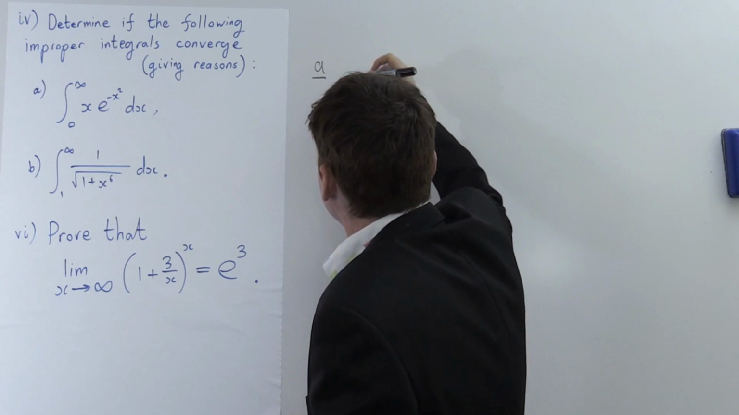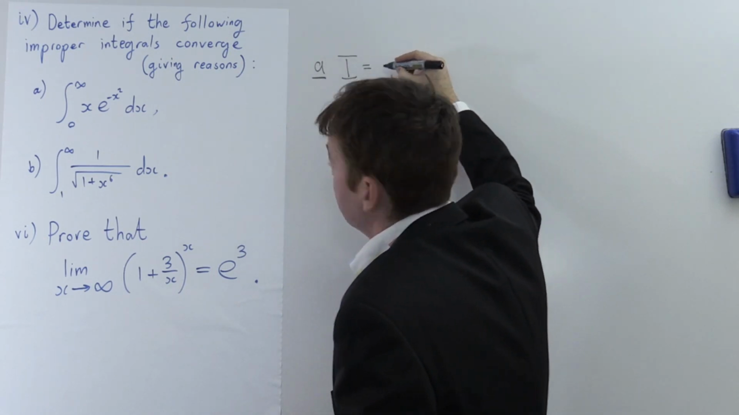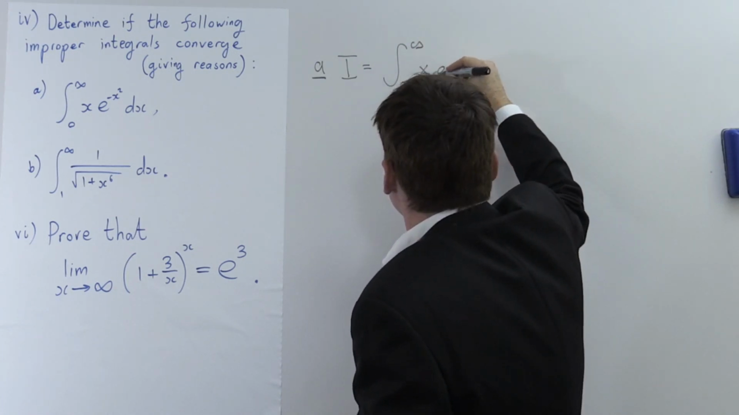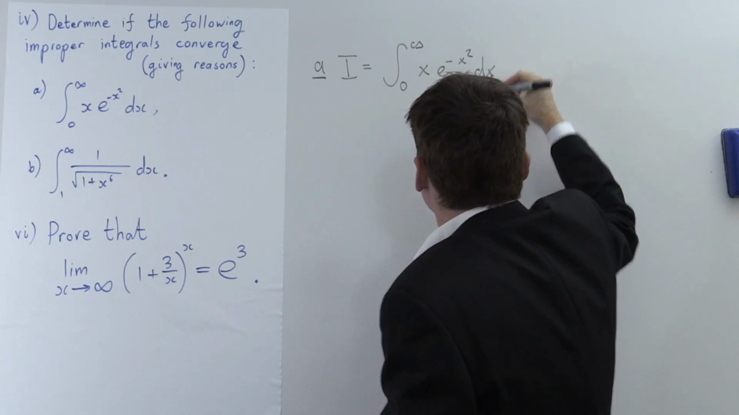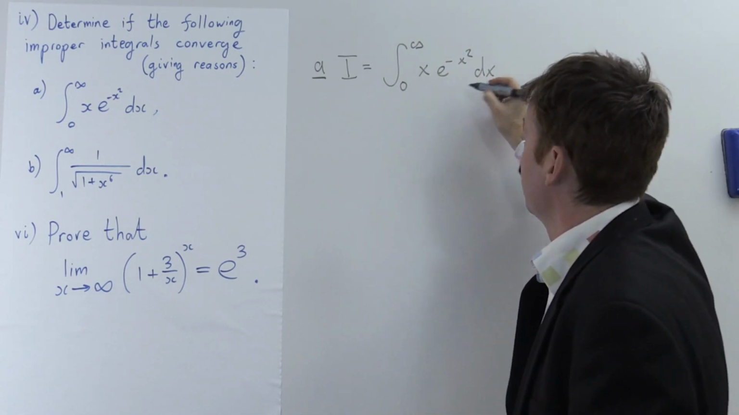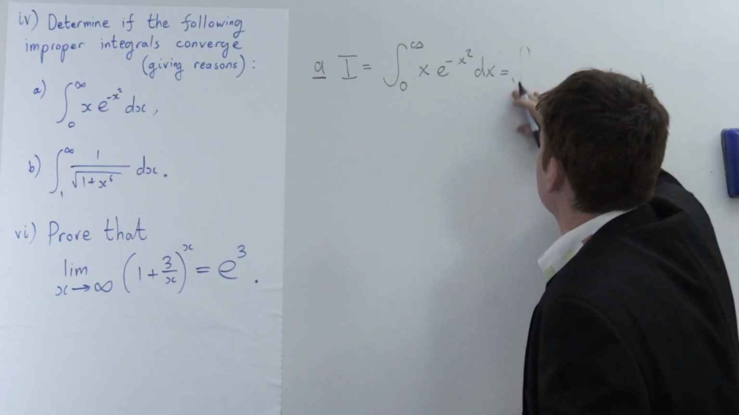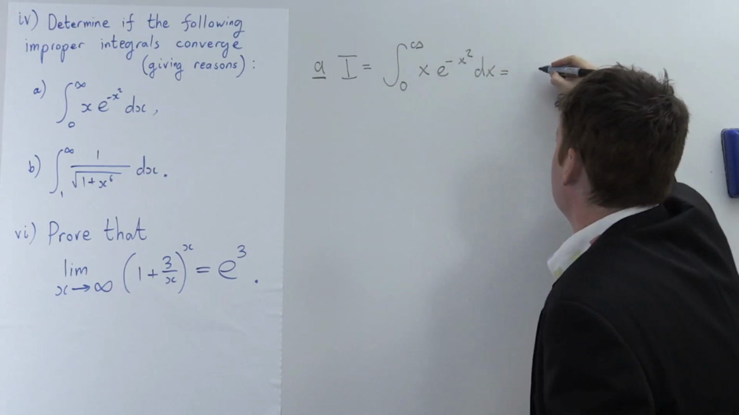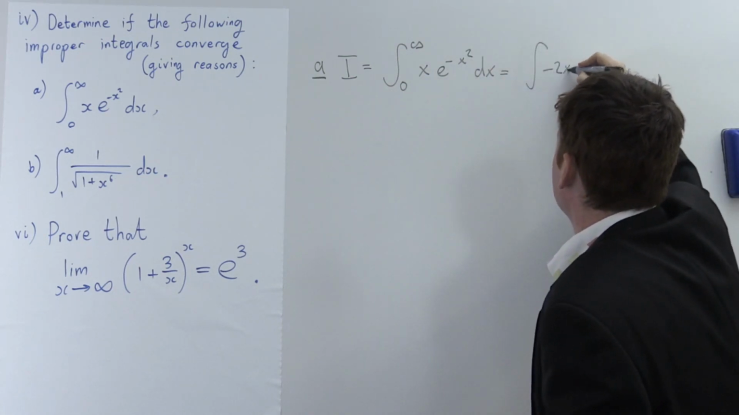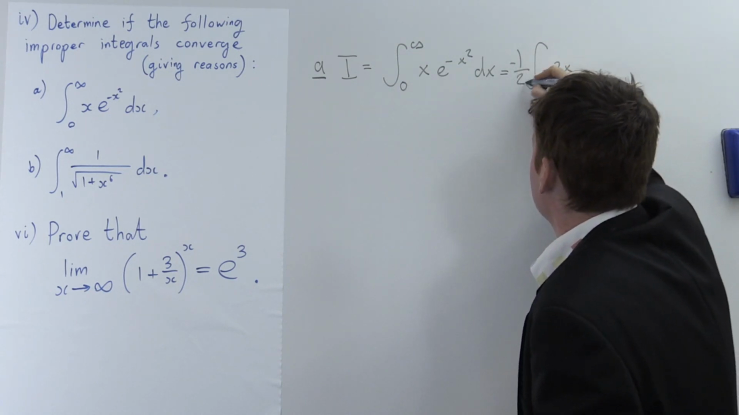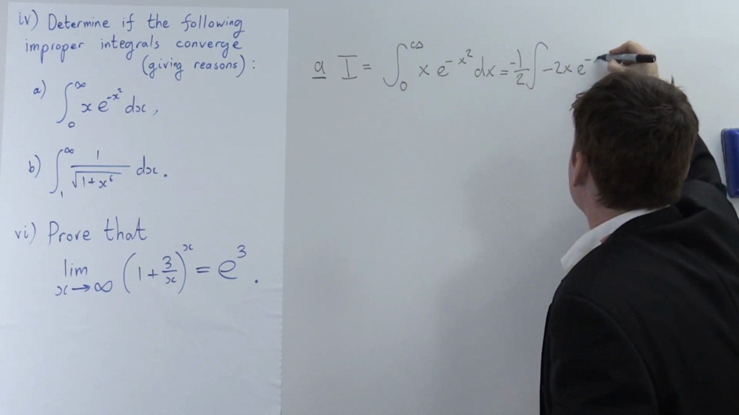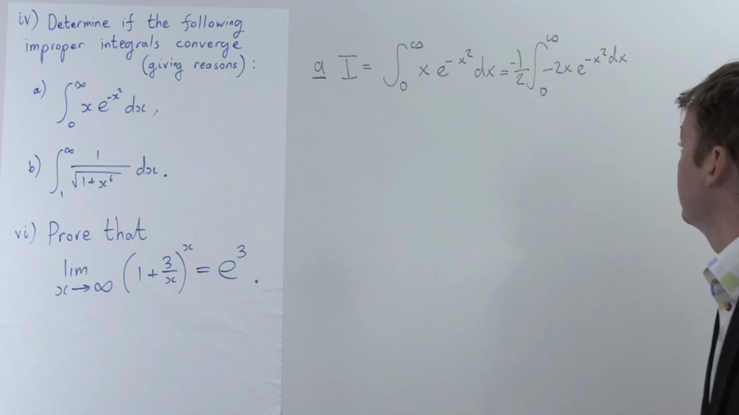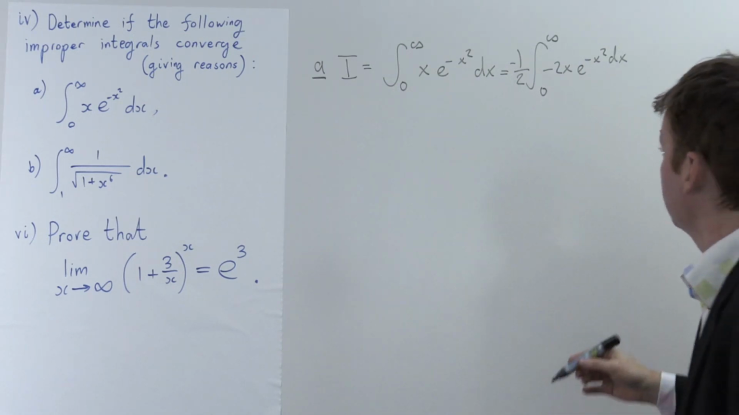So for part A, let's call this I equals, and I'm going to make this look more and more like, well, I want this to look like the derivative, and the derivative of negative x squared is negative 2x, so I want the integral of negative 2x, which means I multiply by negative 1/2, e to the negative x squared dx, 0 to infinity. Good. And this is the kind of thing I could do by substitution, right?